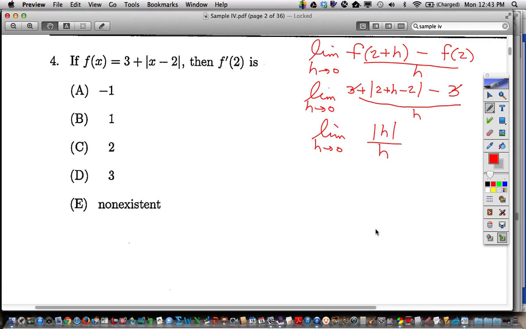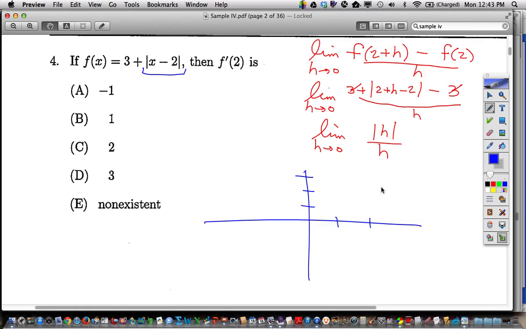So let's go with what Brandon was saying. Is this one we should be able to look at a graph? Yeah. What's the absolute value graph? It's a V. What does the minus 2 mean? Shifted right 2. Right 2, up 3.